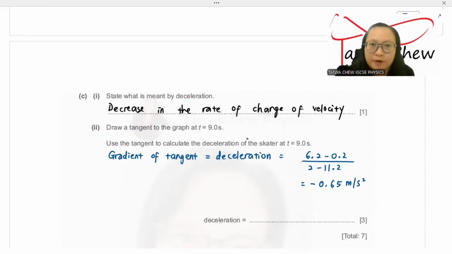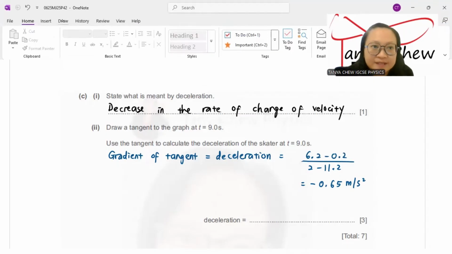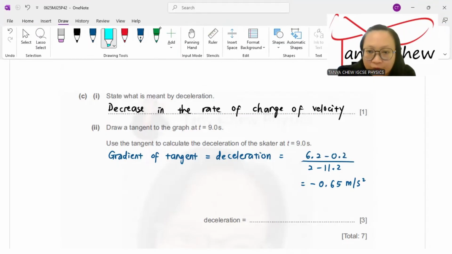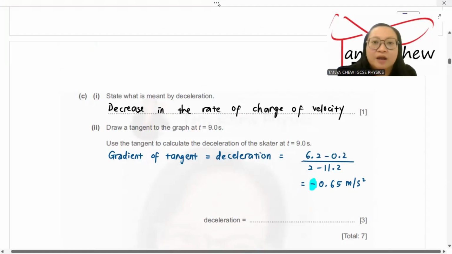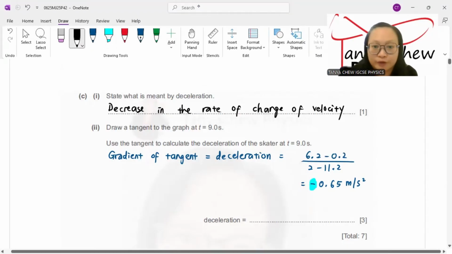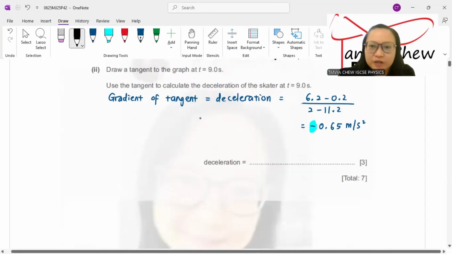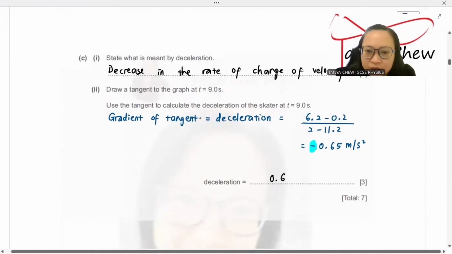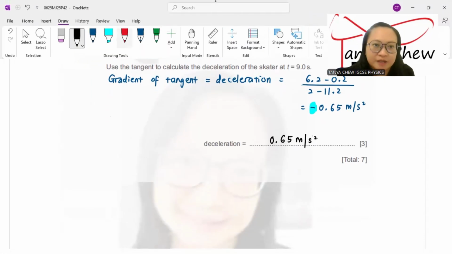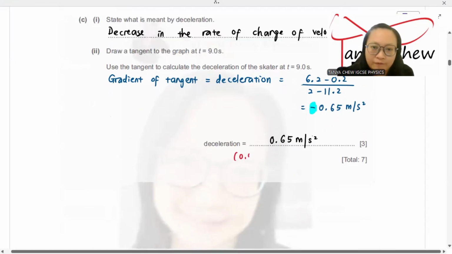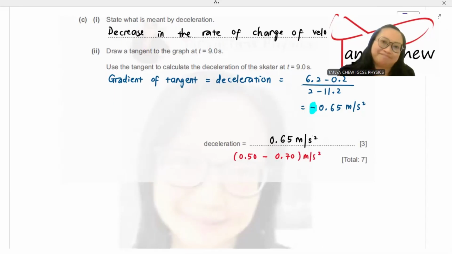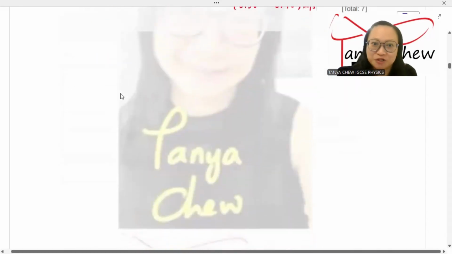meter per second square. Now, you have to show that you get this negative value because this negative sign represents deceleration. But when you write down your answer, because the negative sign represents deceleration, you just need to key in the value. 0.65 meter per second square, 2 significant figures. And let me tell you the range given by the mark scheme is within 0.5 to 0.7 meter per second square. So mine is still within the range.